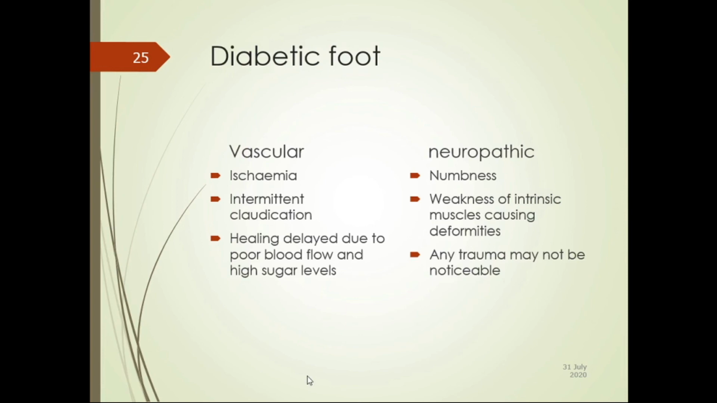If it is vascular, you have ischemia, it's due to no blood being supplied, but in neuropathic, the nerves are not working, so patients will present with numbness. Then we have intermittent claudication in vascular, and then weakness of intrinsic muscles causing deformities. Remember, these muscles have not been supplied by the nerves, so they're not working properly, they're dysfunctional. Then for vascular, you have healing delayed because of poor blood flow and high sugar levels. In neuropathic, the trauma may not be noticeable. Someone may get a very big trauma, but it's not painful, so they may not even present to hospital early enough for treatment.